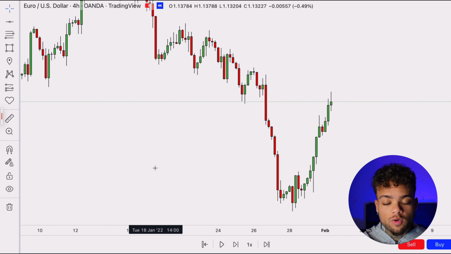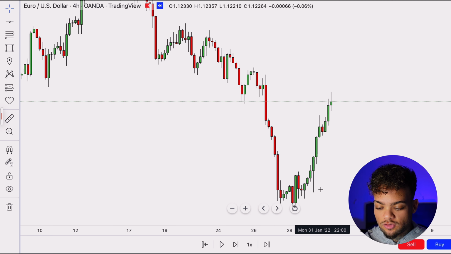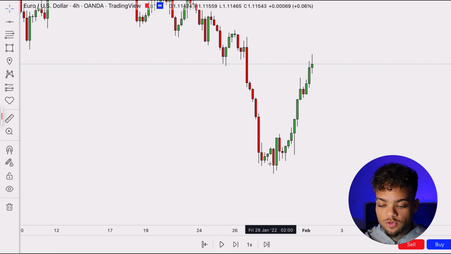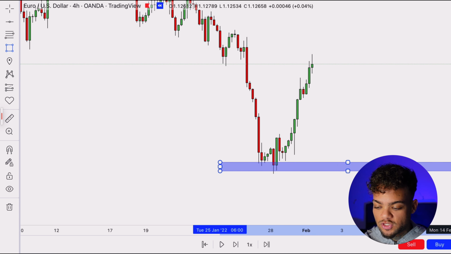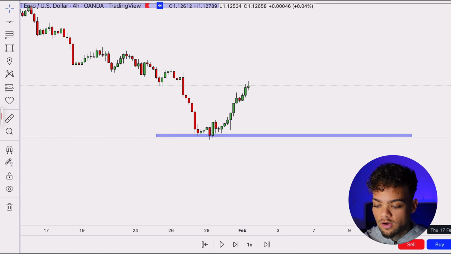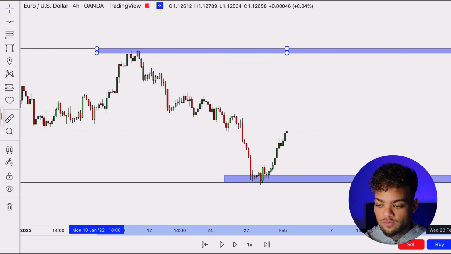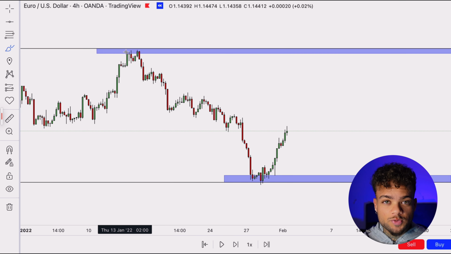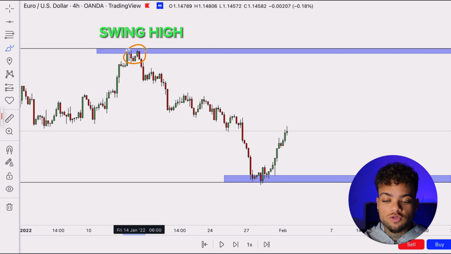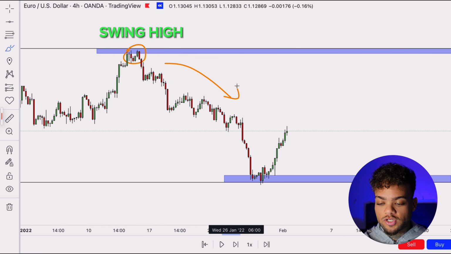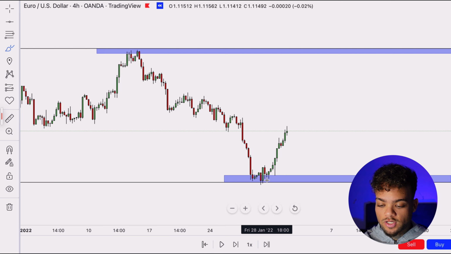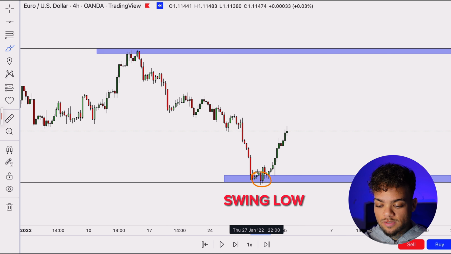Now skipping forward, when we go down, we also had a huge bullish push from this zone here. So price did not manage to break below and had a bullish reaction from it. So here we can also draw our support zone. Now we have our two support and resistance zones. Here we have our swing high, the highest point that price got to before having some huge bearish volume. And here we have our swing low, the lowest the price got to before having a bullish push.